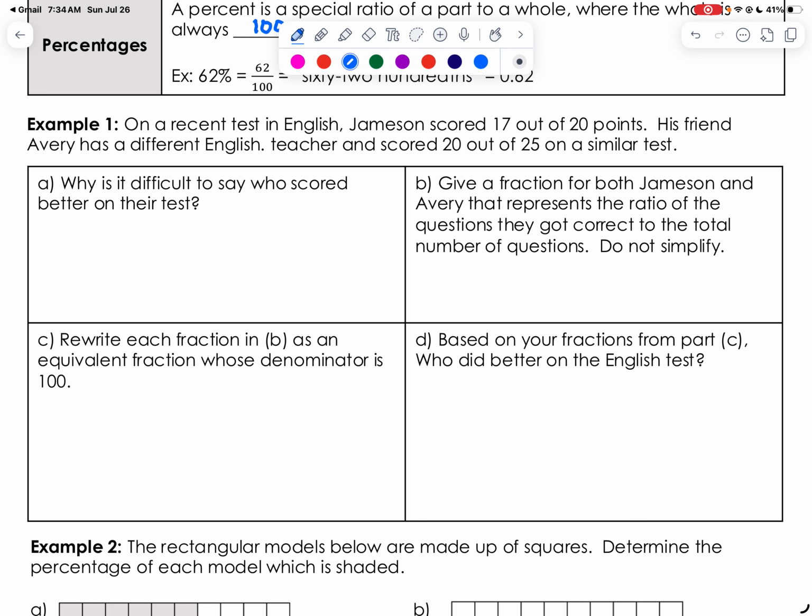All right, hopefully you said it's difficult to say who scored better because each test had a different number of questions.